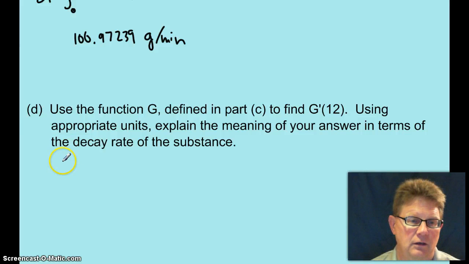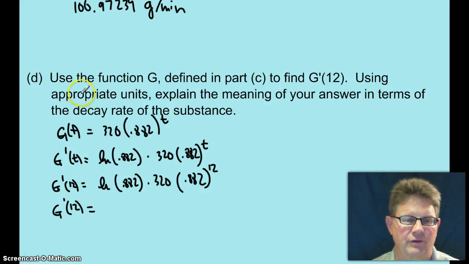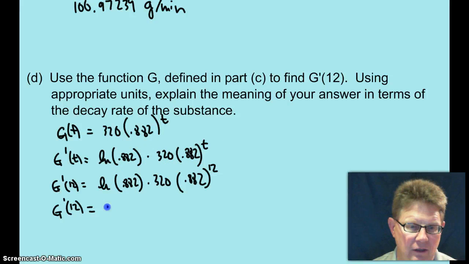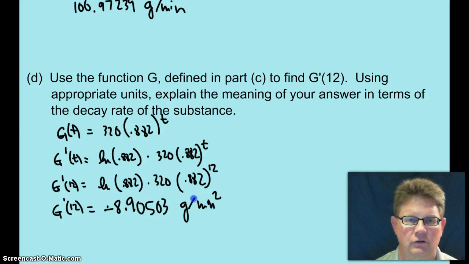Okay, find, alright, g of t equals 320.882 to the t power. Take the derivative of that and then find that value at 12. I'll let you go ahead and do that. Okay, the derivative of that is take the ln of the base multiplied by the exponential. And when you do that, you get an answer of negative 8.90503 grams per minute squared. This does conclude definite integrals part 1 average value.